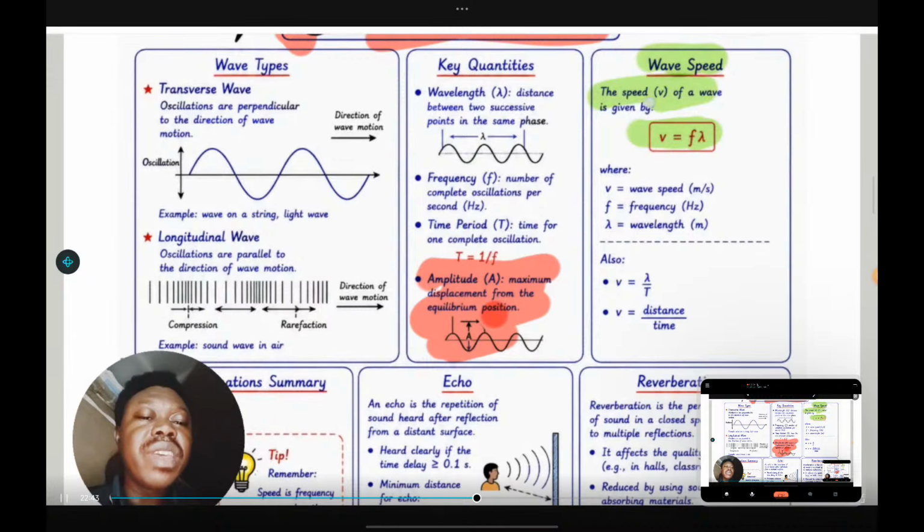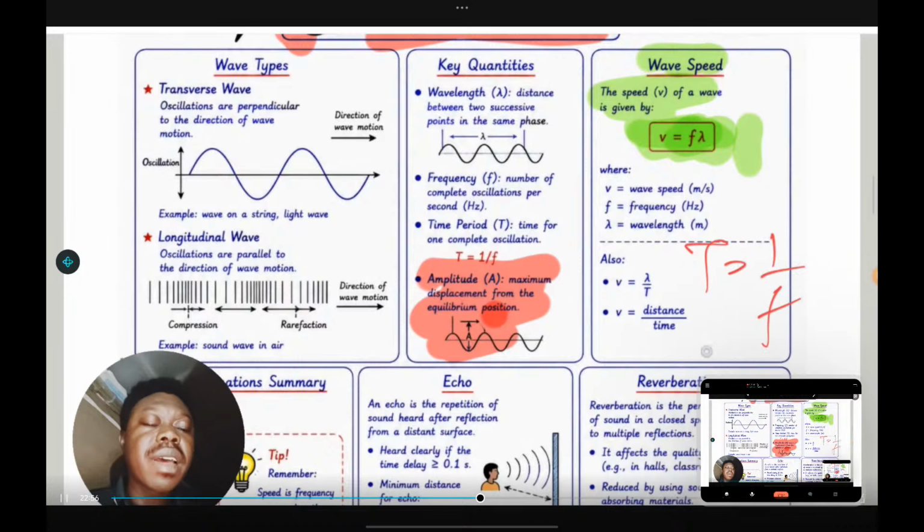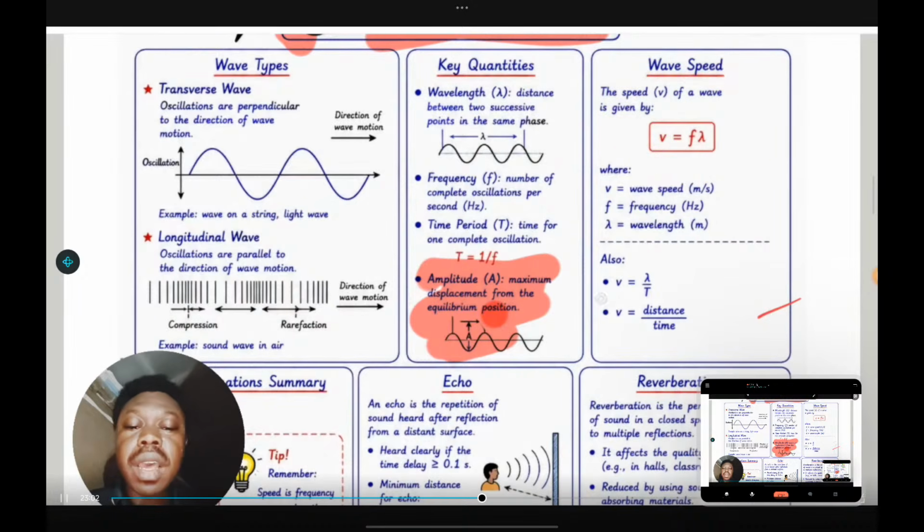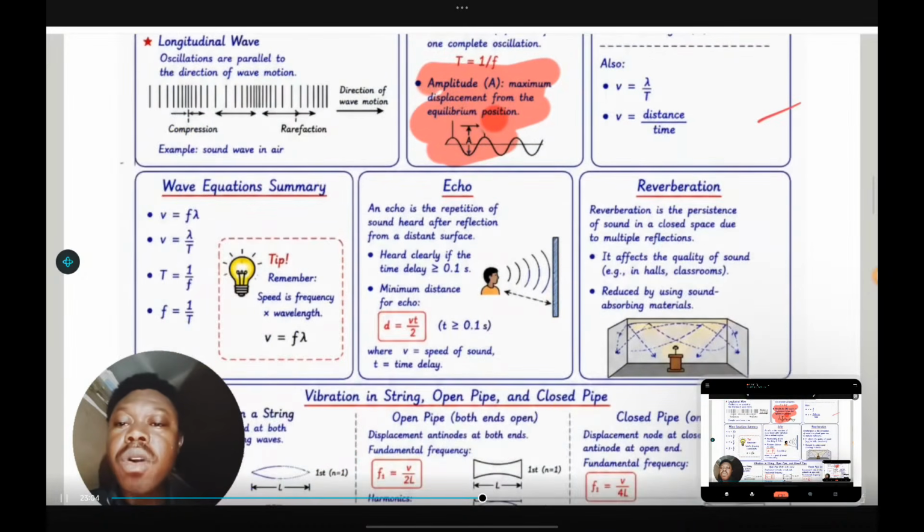Wave speed v is given by f lambda. Once you know this formula, and you know T equals 1 over f and f equals 1 over T, you can substitute into this and obtain whatever you need to obtain. Is that one clear? So we move further.